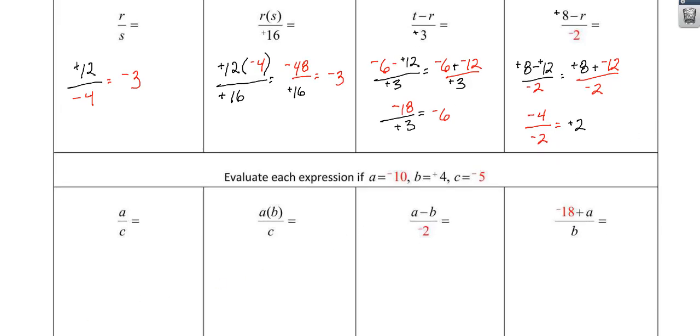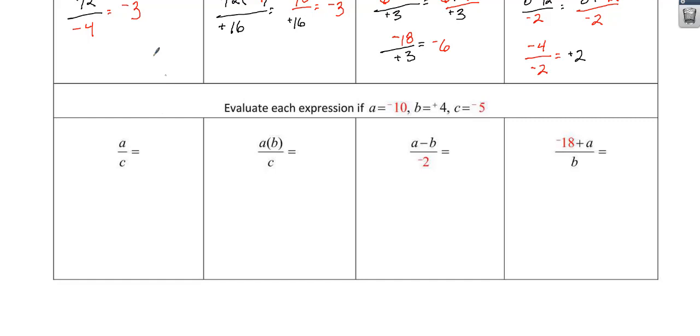Okay, let's give ourselves some work and finish things out here. So, first problem, A divided by C. Well, A is -10, so -10 divided by C, which is -5. The signs are the same, so the answer is positive. 10 divided by 5 is 2.